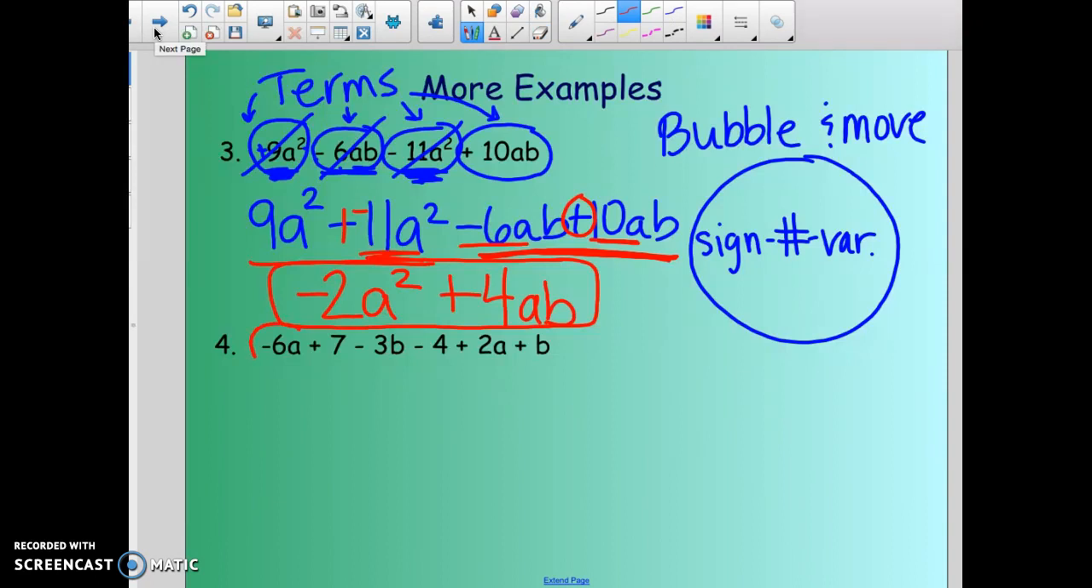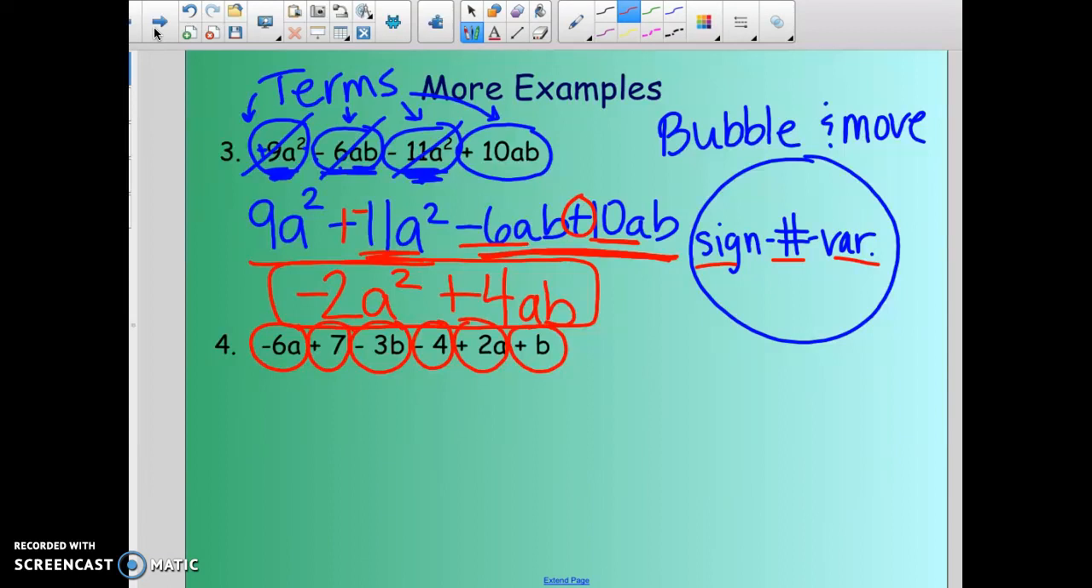Let's bubble and move. So write it down with me. Go ahead and write it down. If you need to pause it, that's fine. And then we're going to bubble and move. So we have negative 6a, positive 7, negative 3b, positive 4, positive 2a, positive b. Now, we say the sign, number, and variable has to be in the bubble. If they don't have a variable, that's okay. That's called a constant. So if they have no variable, it's totally fine.